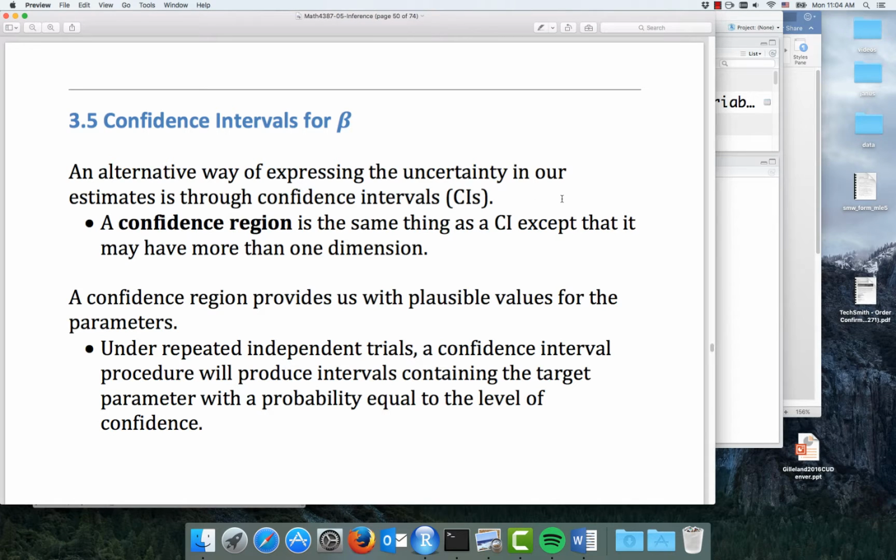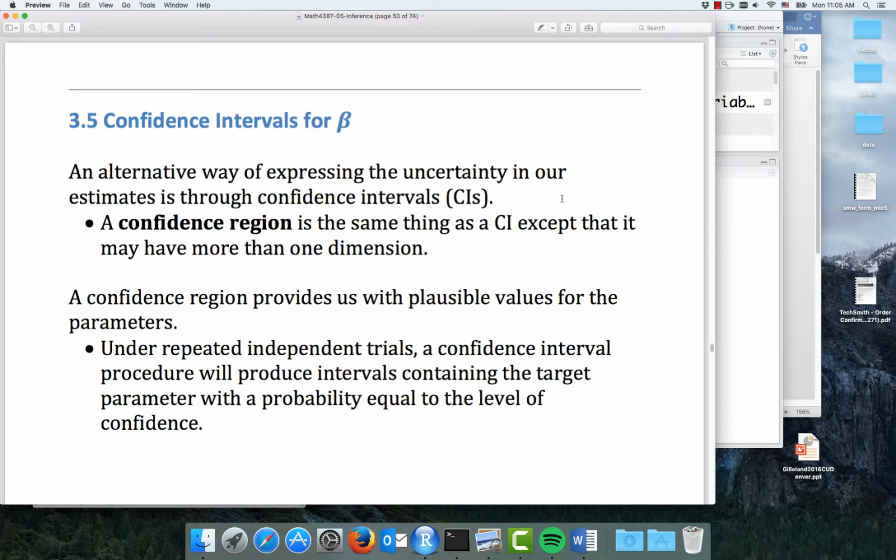So we're going to continue talking about confidence intervals, working our way through the chapter on inference. And a confidence interval is really just a different way of using the information from our data to quantify how we express ourselves regarding uncertainty and making decisions. So when we talk about confidence intervals, we should also talk about confidence regions.